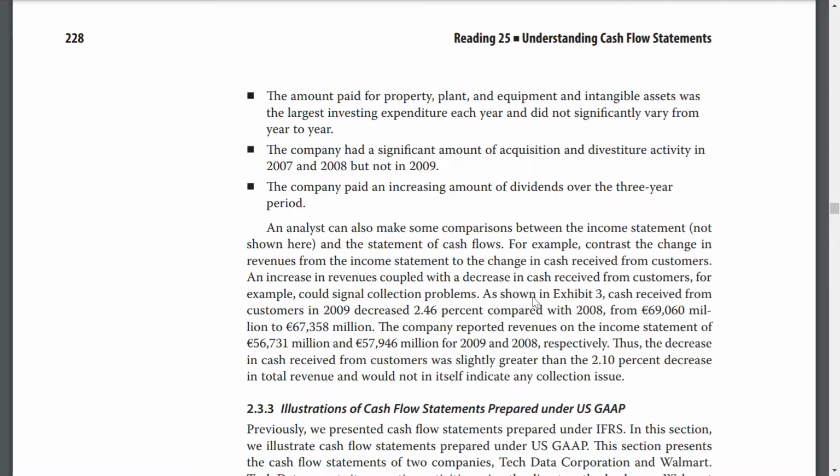The company reported revenue on the income statement of such an amount. Thus, the decrease in cash received from customers was slightly greater than the 2.1% decrease in total revenue and would not in itself indicate any collection issues.